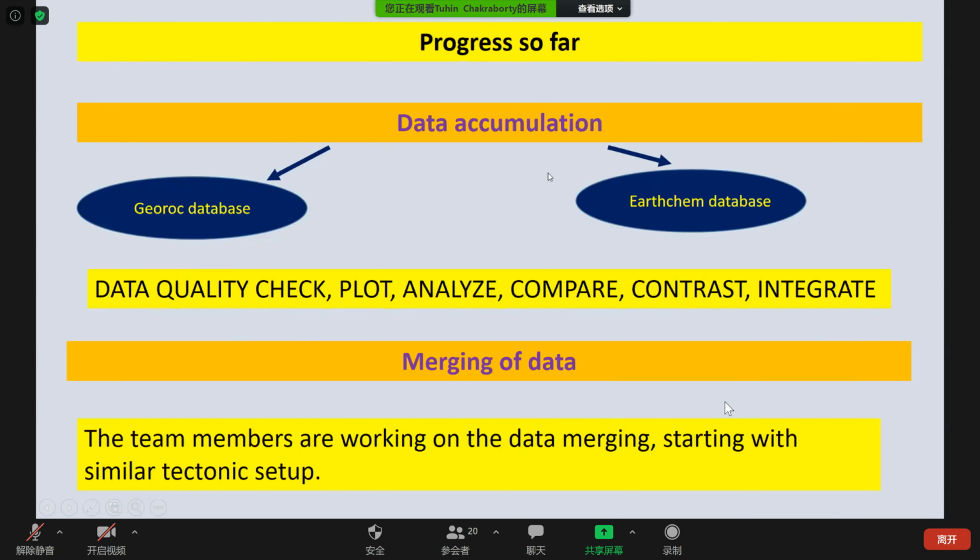So in the case of data accumulation, we are working with two different databases, GeoRock and EarthChem. It's a very important part to merge these two datasets. So our team members are working on the data merging, starting with similar tectonic setups.